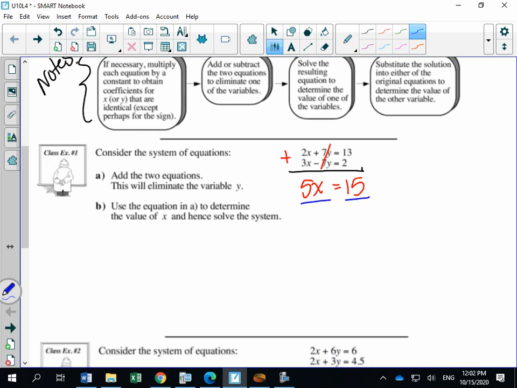Sorry, divide 15 by what? By 5. Get rid of that 5. And I've just solved for X. X is equal to 3. Once you solve for X, we now have to figure out what Y is, right?